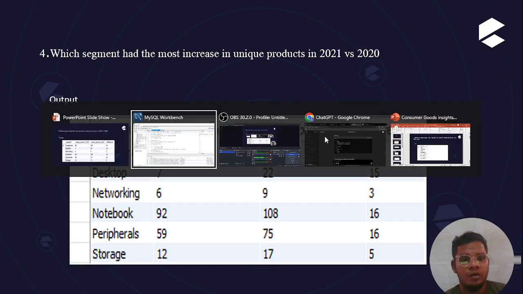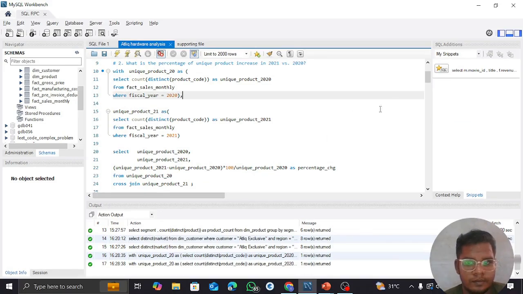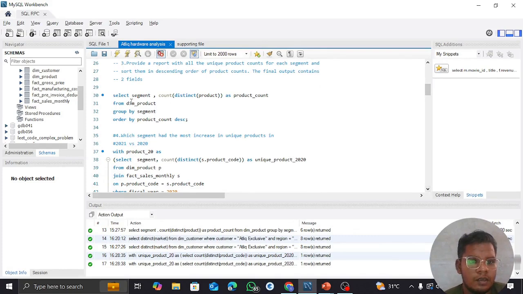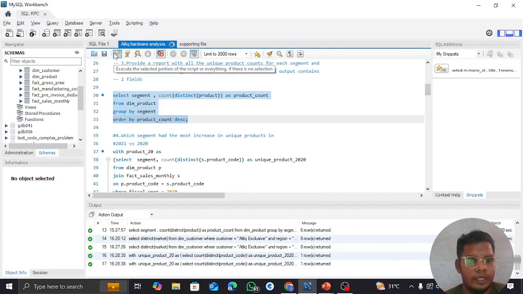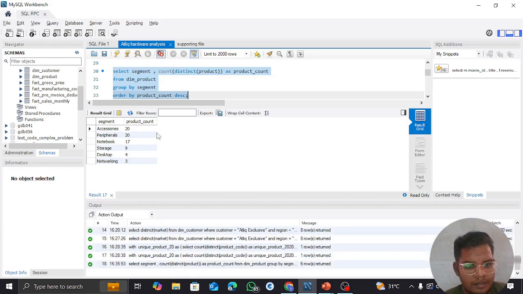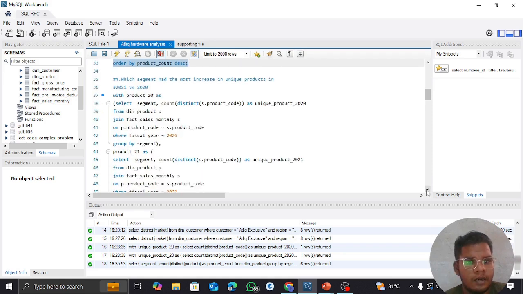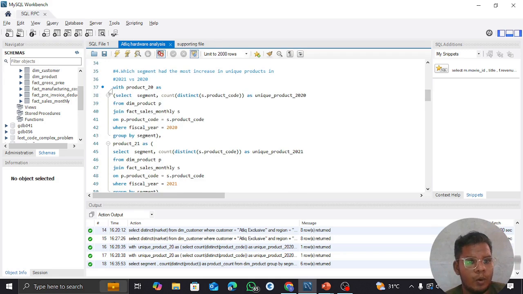Oh, sorry, I forgot to run the query. Here you need the product count query, before the tag query: accessories, peripherals, notebooks, storage, then desktop and networking. It's a simple query, a simple group by and distinct like that. And it is the query for the fourth one, the unique products. It's a little bit long.